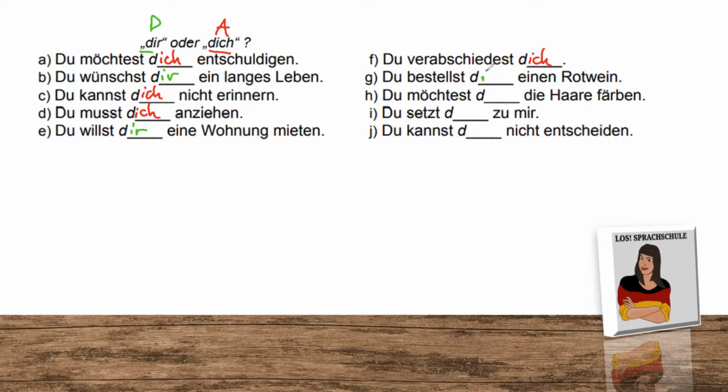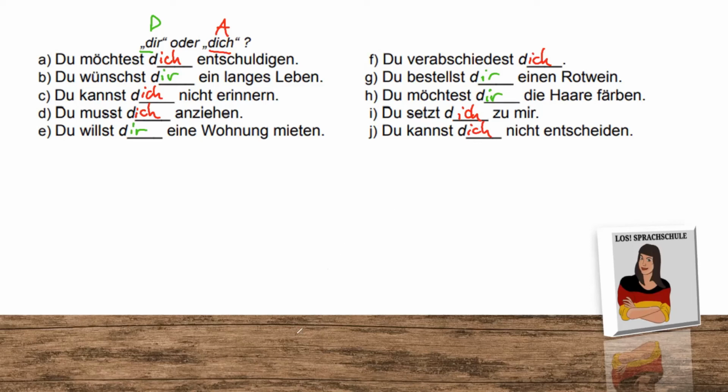Du bestellst dir einen Rotwein. You're ordering yourself a red wine. Du möchtest dir die Haare färben. You want to color your hair. Du setzt dich zu mir. You're sitting yourself next to me. Du kannst dich nicht entscheiden. You cannot decide. Of course, we could say decide for yourself, but it has a different meaning in English.